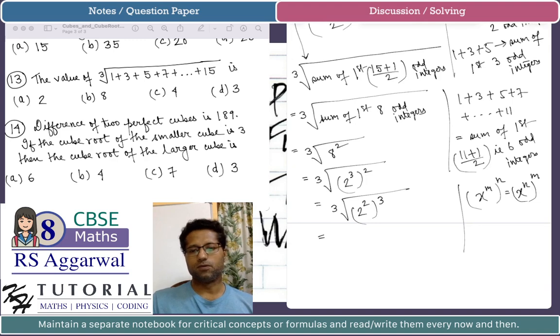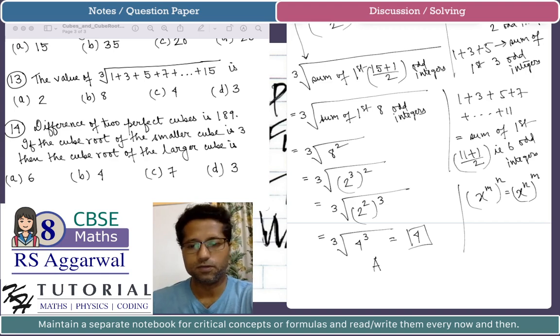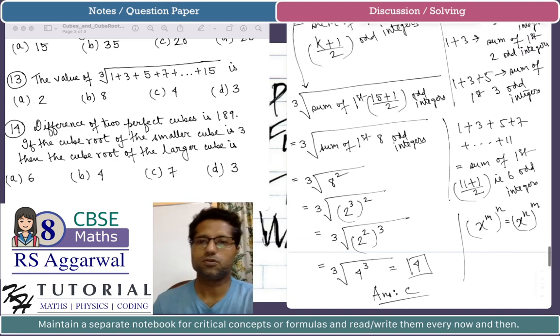So this is equal to the cube root of 4 raised to the power cube. This is equal to 4. So the value is 4, and the choice is C.